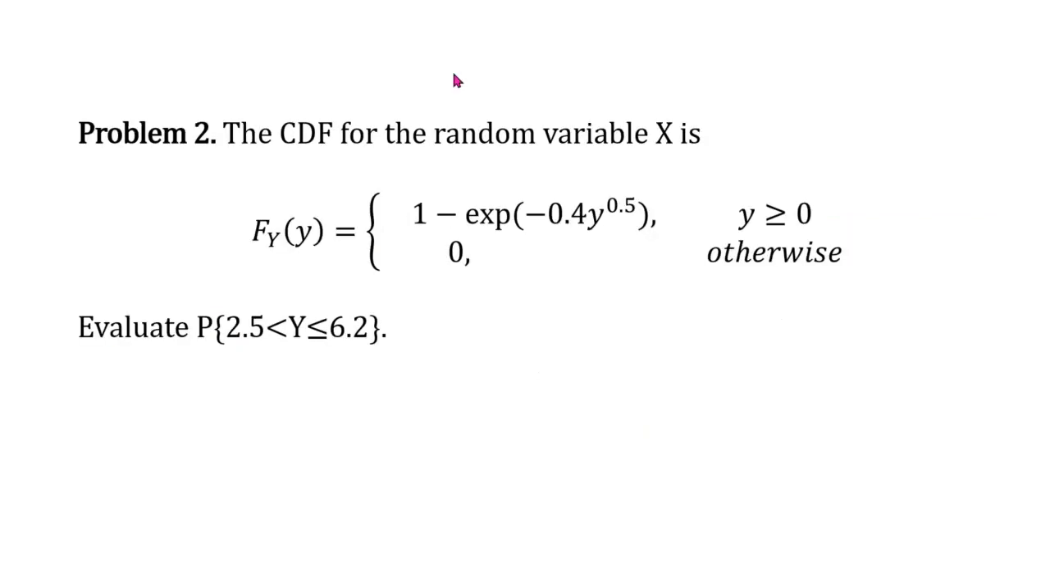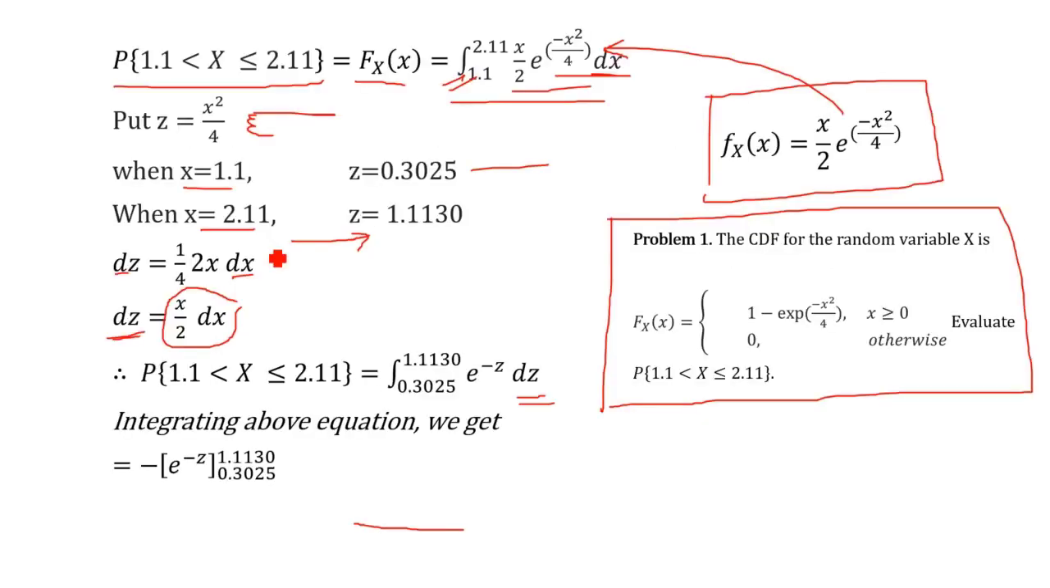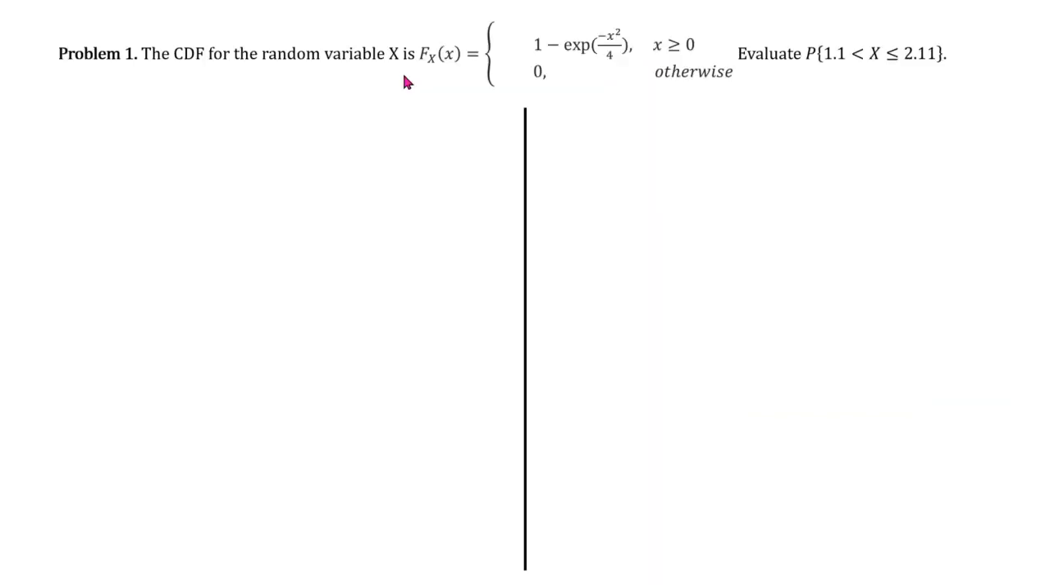So try this one. A CDF for the random variable is given. Then evaluate the probability between 2.5 and 6.2. Take a screenshot of it, try yourself and send me your answers on WhatsApp. Instead of x, here the variable y is used. In the previous problem we used x as the variable, but here we are using y as the variable, not an issue.